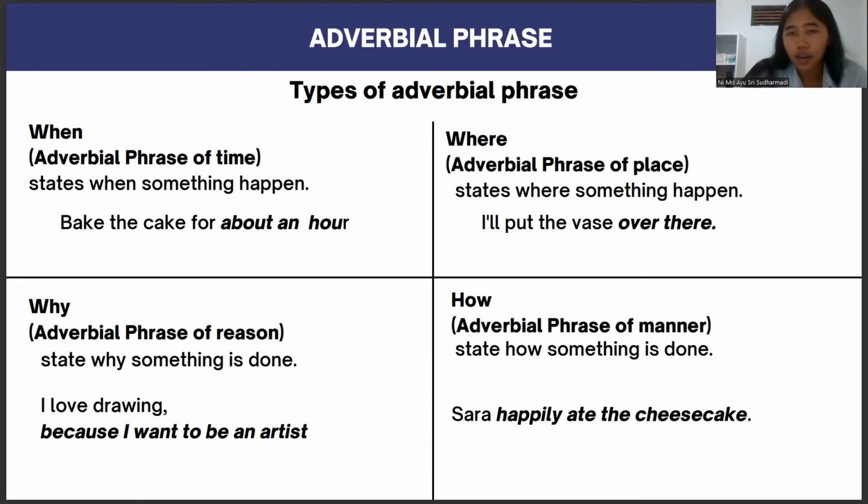And the next, adverbial phrase of place. This states where something happened. For example, I will put the vase over there. And the next, adverbial phrase of manner. This states how something is done. For example, Sarah happily ate the cheesecake.